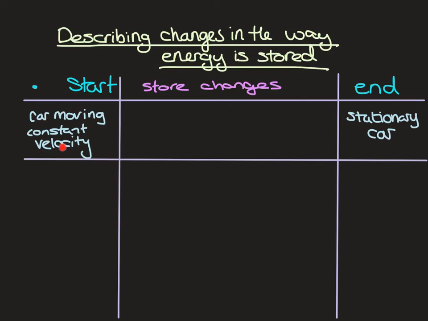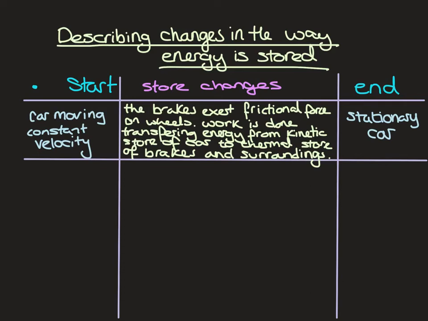So we had a car moving at a constant velocity driving along a road, and then at the end of this situation, the car has stopped. What are the changes to the stores of energy involved for this situation? Have a little think. You might want to press pause, and then we will go through.